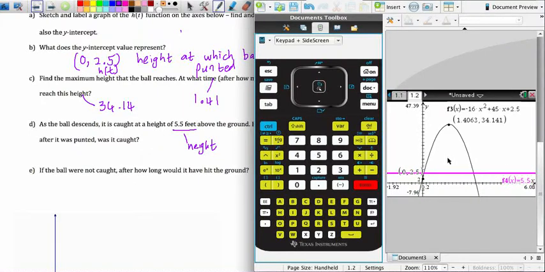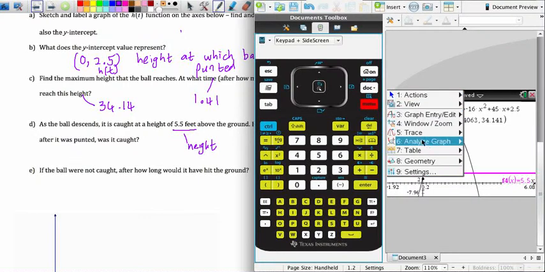So here's where you've got to use a little bit of common sense, and we've got to recognize that even though there are two intersection points, this first intersection point is when the ball is on the way up. And if you look carefully at the question, it expressly says as the ball descends. So when the ball is on its way down, when is it caught? And so clearly, or hopefully it's clear that what we're after is the second intersection point.